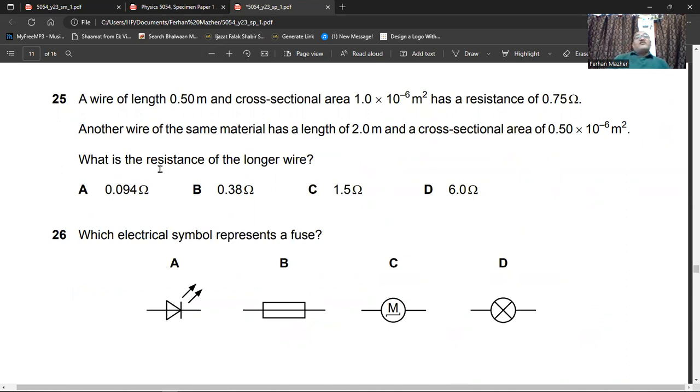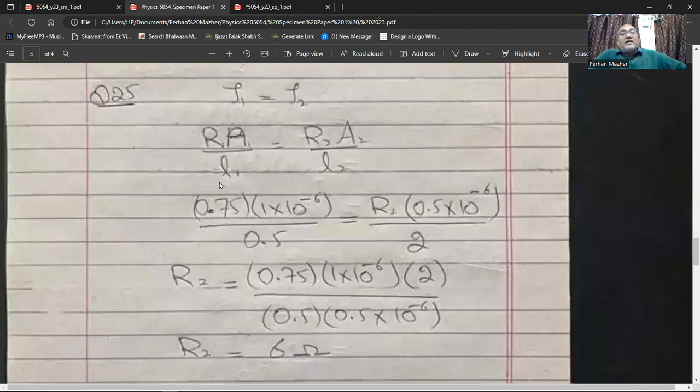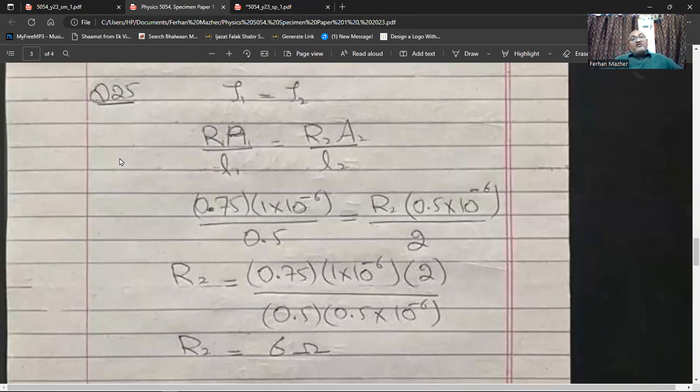So what is the resistance of this second sample? Both the wires are made of the same material, so their resistivity will be the same. The resistivity of the first wire and the resistivity of the second wire will be the same. The formula for the resistivity is R1A1 by L1, and that will be equal to R2A2 by L2, where A is the cross-sectional area and L is the length. So we just put the values. R2 is the question: 0.75 into 1 exponent minus 6 divided by 0.5 equals R2, which we want to find out, times 0.5 exponent minus 6 divided by 2.